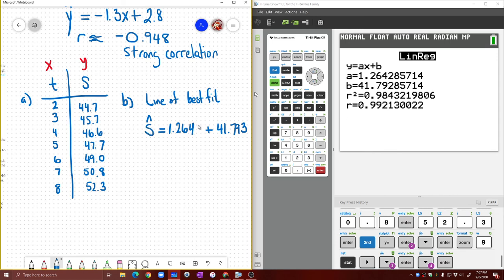And this is not going to say x, it'll say t. So we're going to fix the variables. Don't leave it as x and y, because we don't have x's and y's, we have t's and s's. Okay, so that's part B.